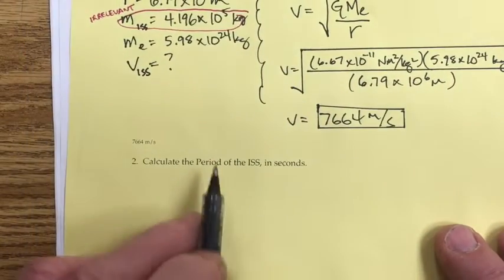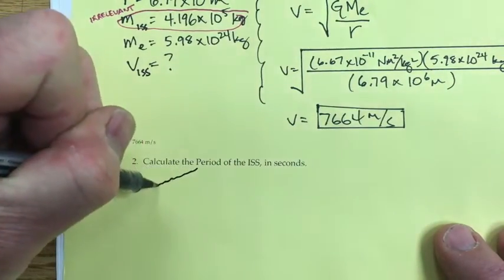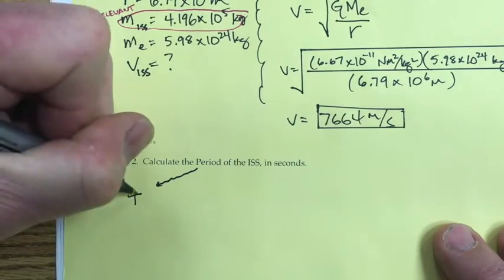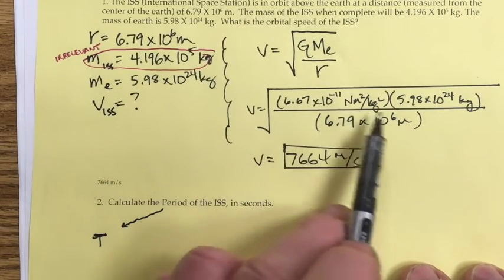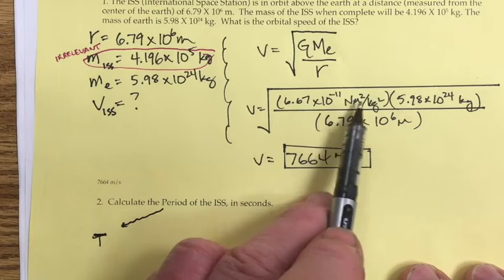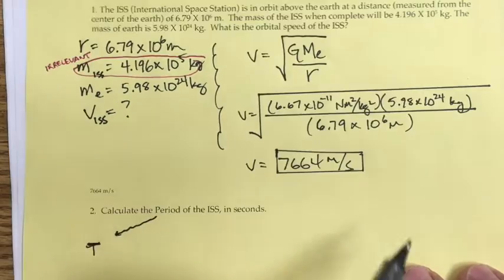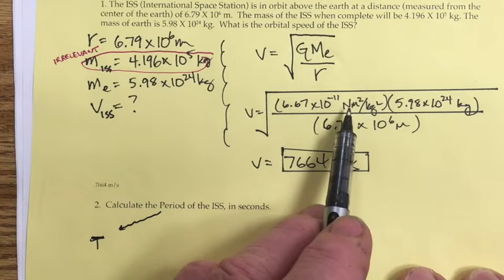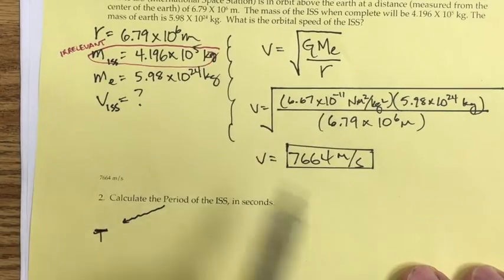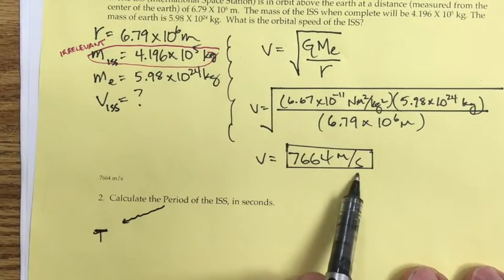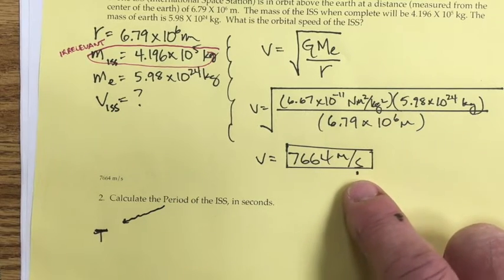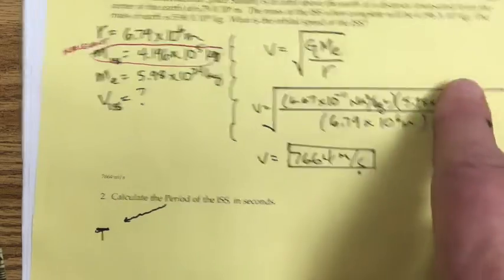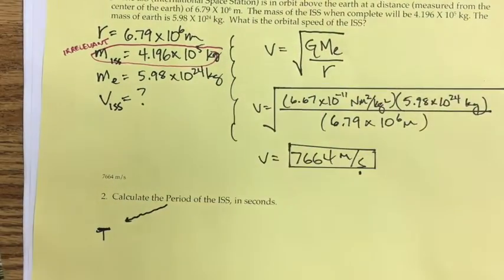Calculate the period, the time, capital T, for one orbit in seconds. Now, thank goodness, because this is Newton meter, I didn't analyze the units carefully, and I don't want to do that right now. But you might recall that a Newton is a kilogram meter per second squared. So we're already working with units that have seconds in them, as you can see that the velocity is in meters per second. I can show you in class when I come back that this really does come out. All of this is meters per second.